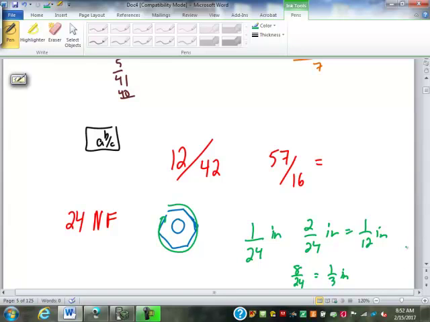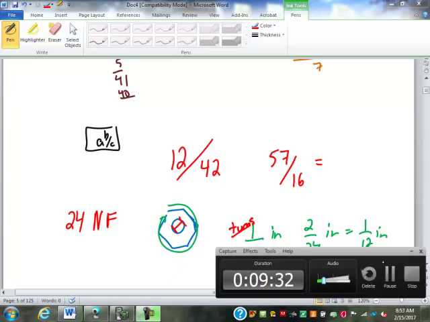So I give you the number of turns, and I give you how many threads per inch. This top is just your number of turns, and the bottom is your threads per inch. No, 1/4 inch is the diameter of the bolt. It has absolutely nothing to do with the problem.